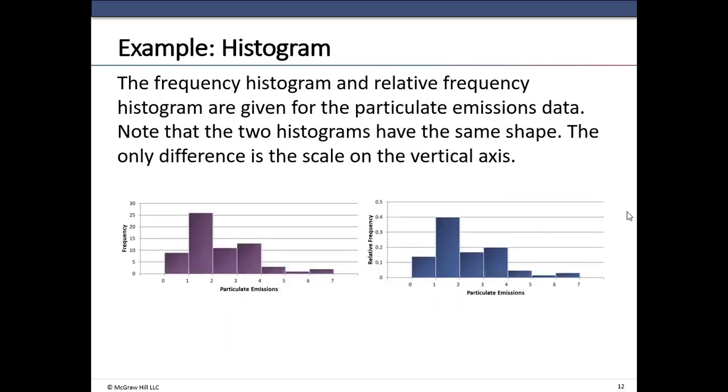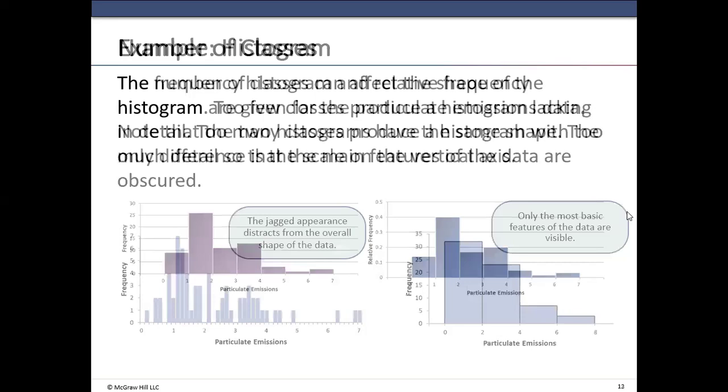The frequency histogram and relative frequency histogram are given for the particulate emission data. Note that the two histograms are the same shape. What is the difference? The one on the left has the actual frequency, the count, on the vertical axis. The one on the right has relative frequency on the vertical axis.